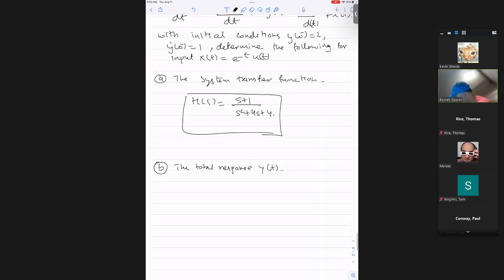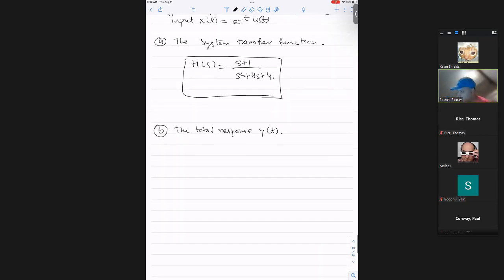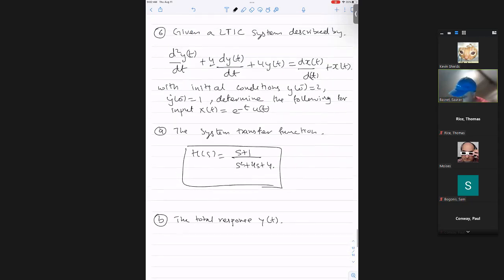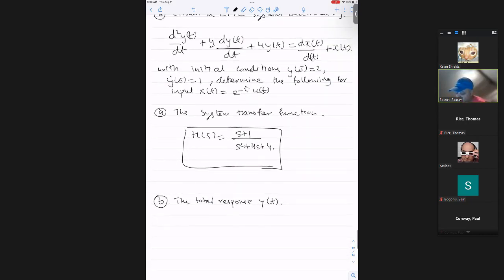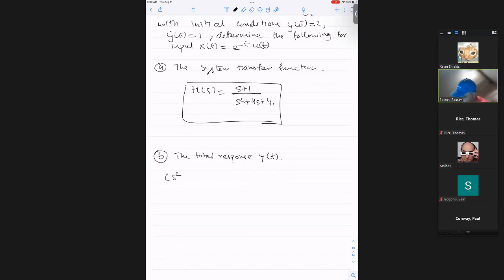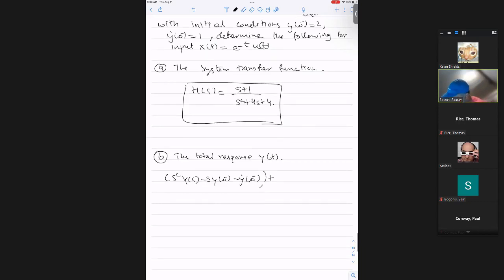So if you use the table, for this one, it is d squared y(t) by dt squared. So it would be s squared Y(s) minus s y(0-) minus y dot(0-). Okay, and plus it's a first derivative, so it will be only s. There is no s squared term.